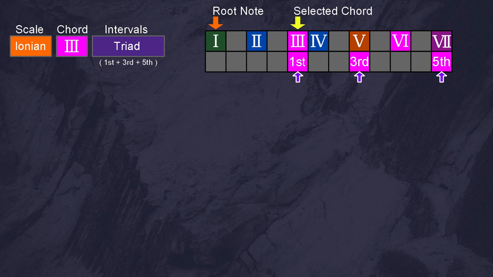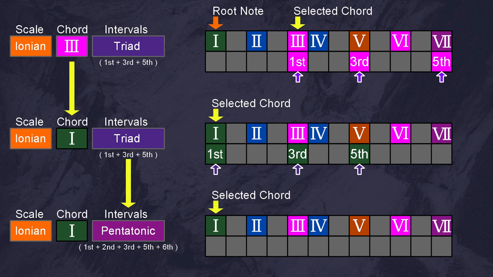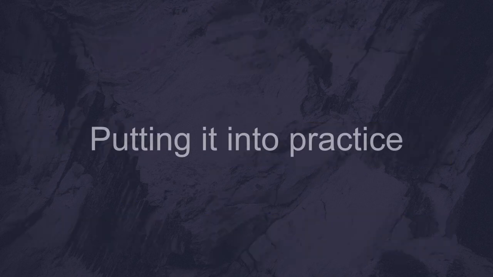For example, if we want to play the intervals of the triad, we can count up the intervals starting from the currently selected chord. When we change chords, we simply move the intervals to correspond with the new chord. And we can always modify what intervals we want to play. For example, we can choose to play a pentatonic scale alongside the selected chord instead of the triad. With all of these tools combined, it becomes easy to assign parameters to suit different instruments.